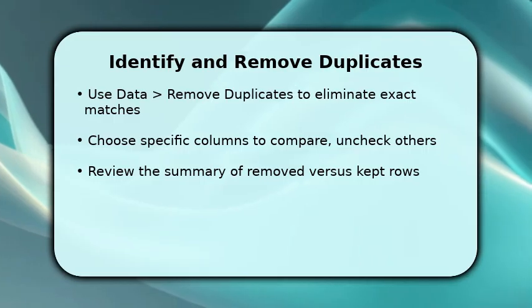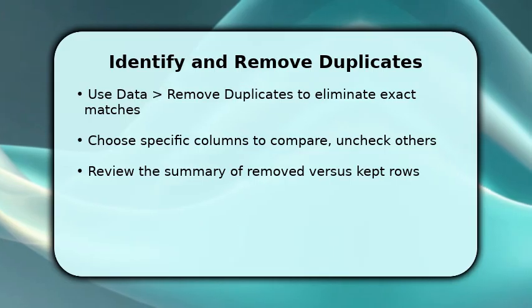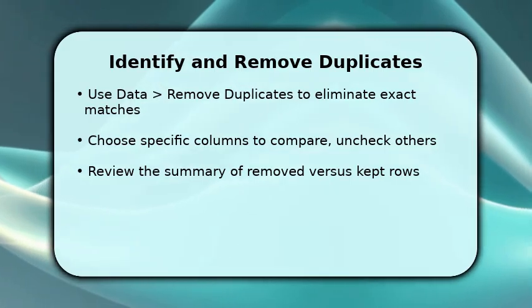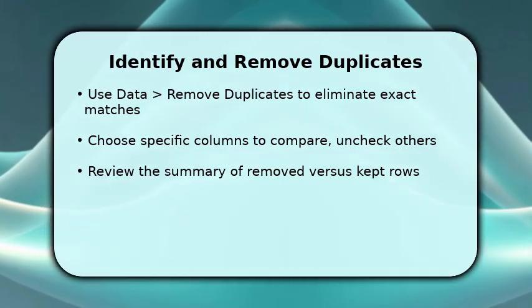If you need to consider near duplicates, use a helper column with a CONCAT or TRIM formula first to normalize values, then run Remove Duplicates on that helper. Finish by scanning results and saving a new copy.